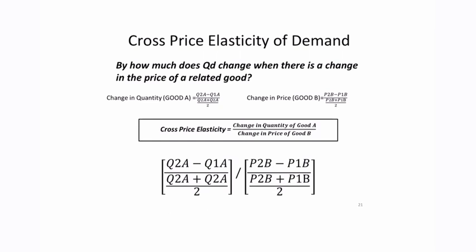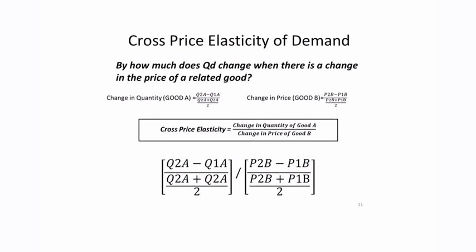Okay, now let's work on cross-price elasticity of demand. Remember, we know that the demand for one good will change when the price of a related good changes. Remember, we have substitutes and complements. For substitutes, a consumer will swap their consumption of one good for another when the price of one of the goods rises. For complements, these goods are consumed simultaneously. So if the price of one good rises, the demand for the other good will fall.